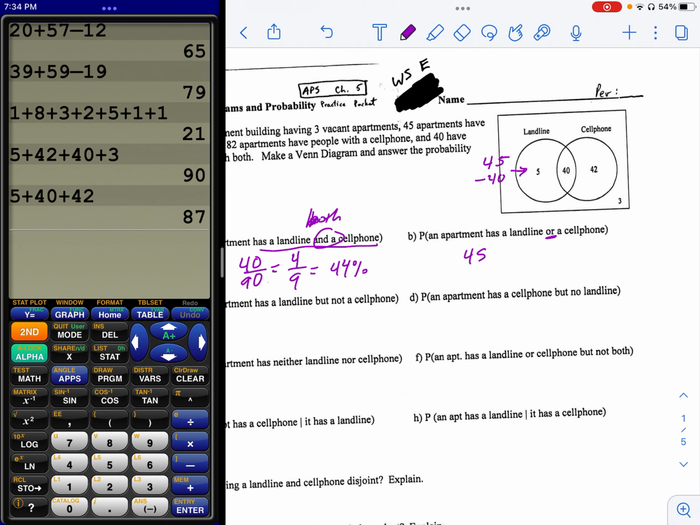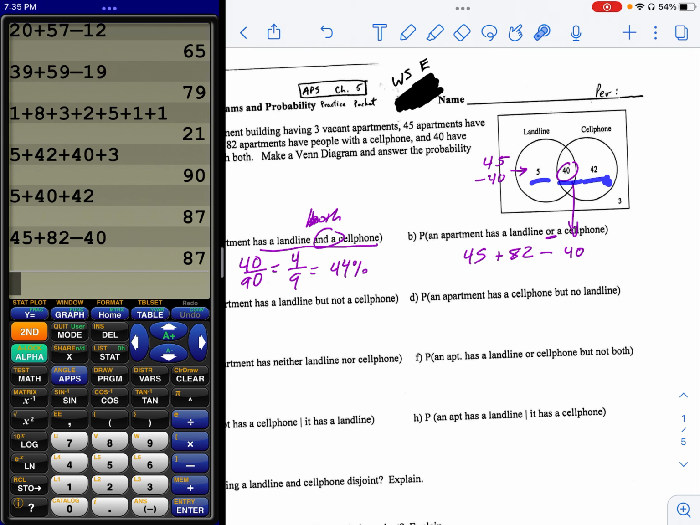Where kids get into trouble is they go, oh, well, 45 have a landline and 82 have a cell phone, and that's 127. But that's more than the total to begin with. Remember the formula for or is A plus B minus the intersection, minus the 40. So 45 plus 82 minus 40 is 87.